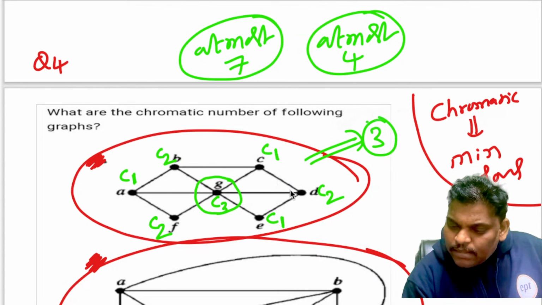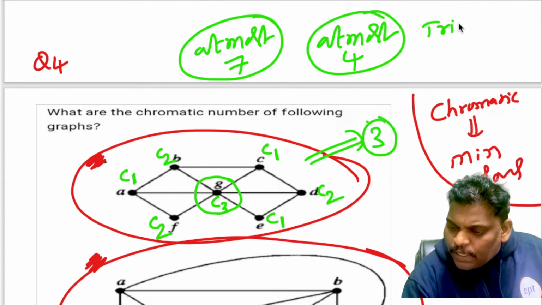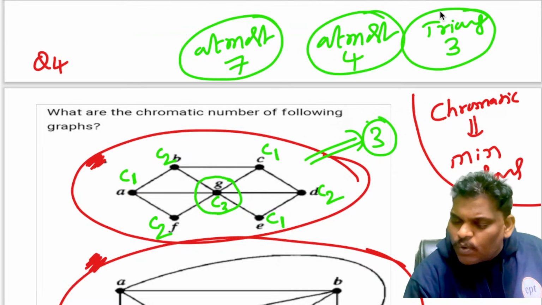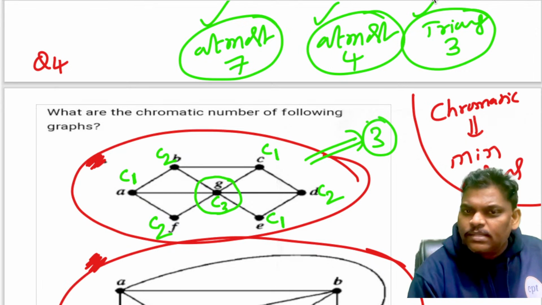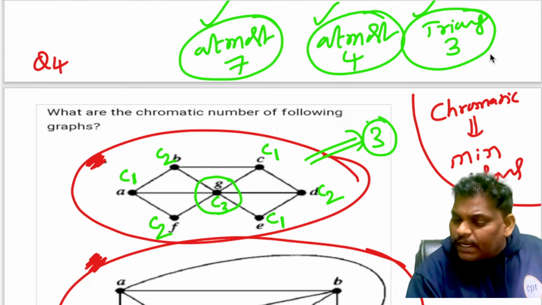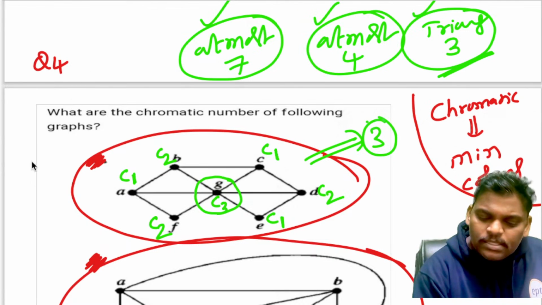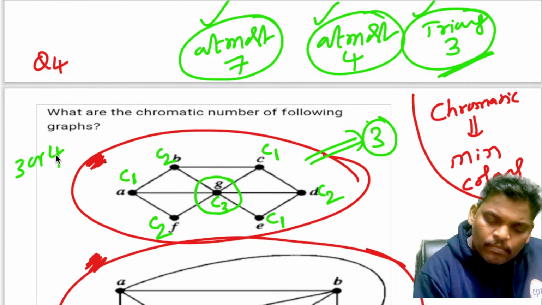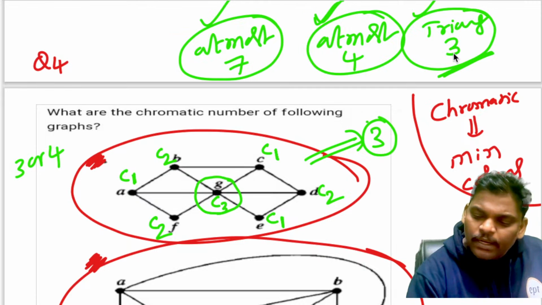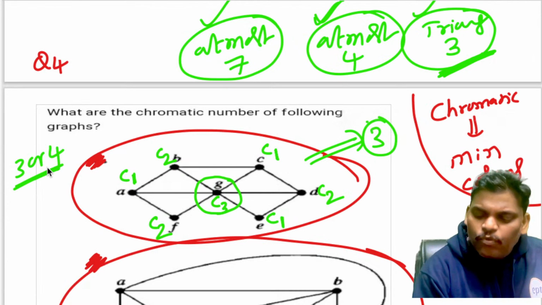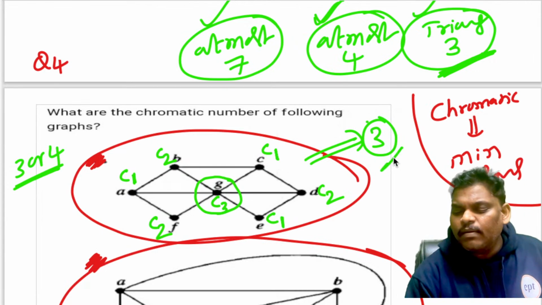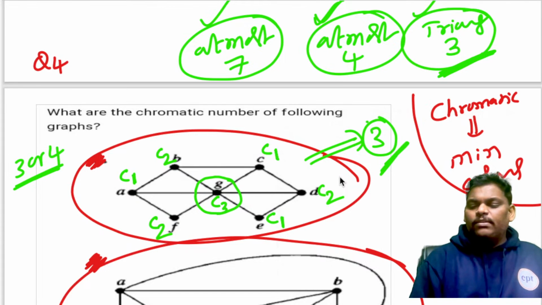Next one. There is a triangle. So every triangle is 3 colorable. By seeing all of them I can say the answer is at most 4, at least 3. So answer is 3 or 4. At most 4, right? Triangle means at least 3. So 3 or 4. I verified. So 3 is enough.